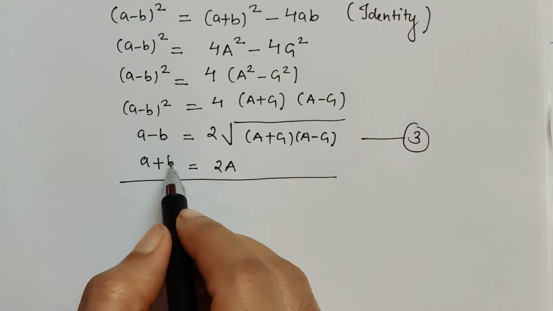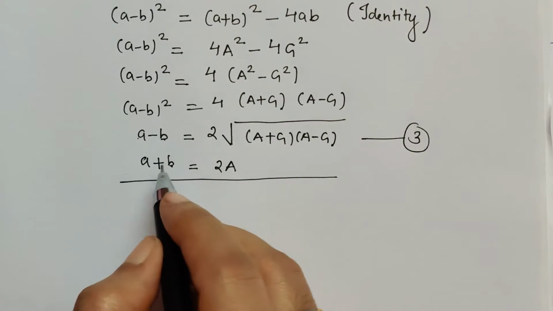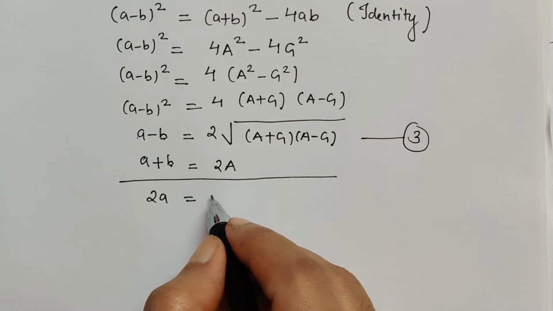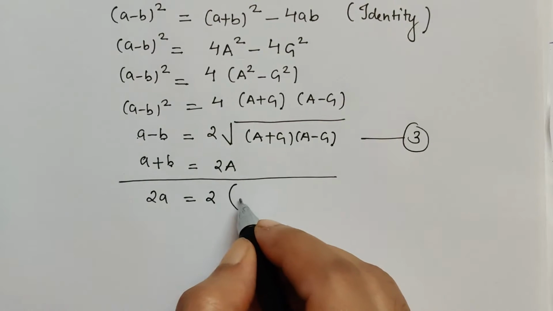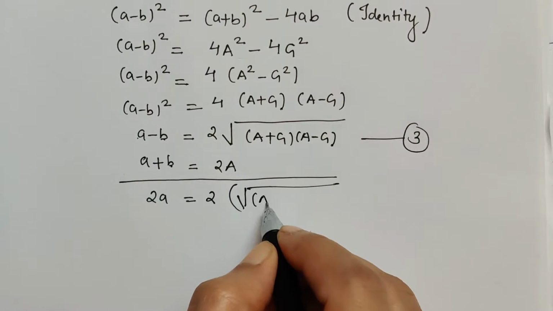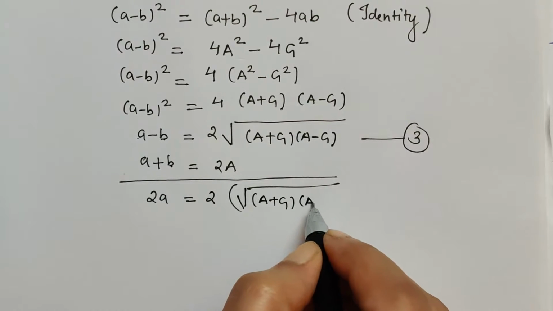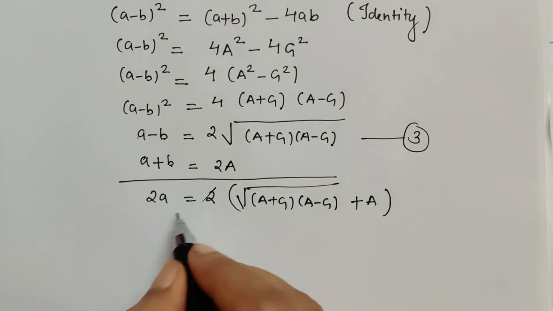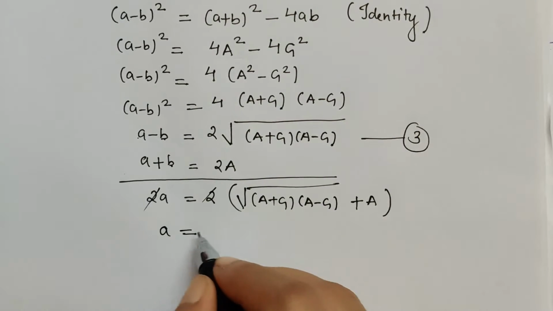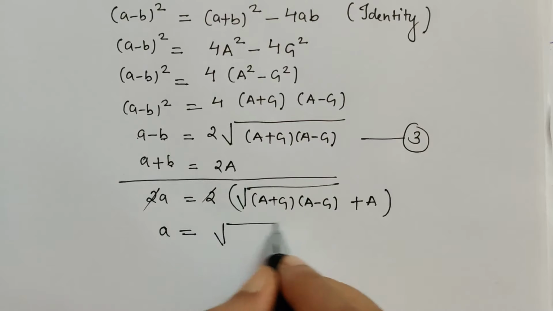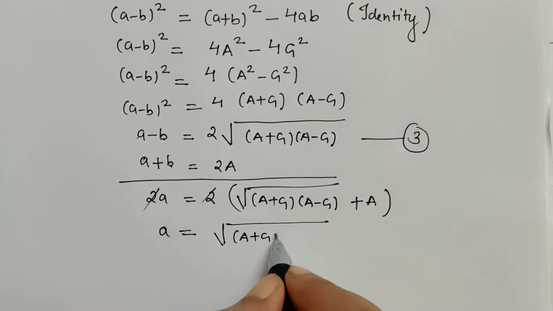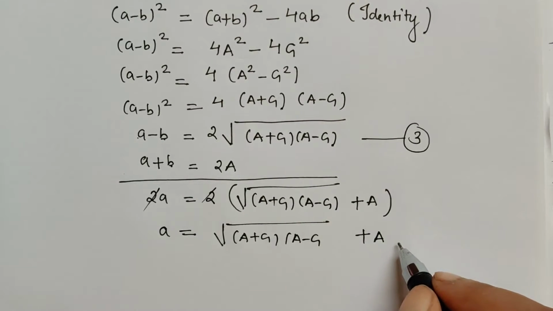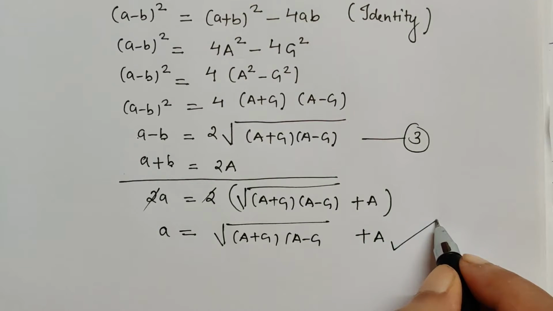So here minus b plus b gets cancelled, and 2a is equal to, these two also get added, and 2 can be taken outside, 2 under root (A plus G)(A minus G) plus 2A. So this 2 and 2 get cancelled. The value of small a that we got is under root (A plus G)(A minus G) plus A. So this is the value for small a.